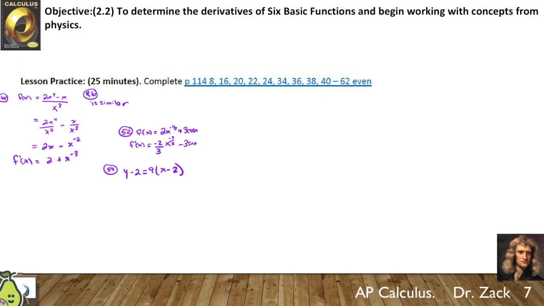The lesson practice is in your book. So on page 114, I've chosen several questions that I think are very interesting. So give these a try. Only work for 25 minutes, and then we'll continue with the lesson. So hit pause now.